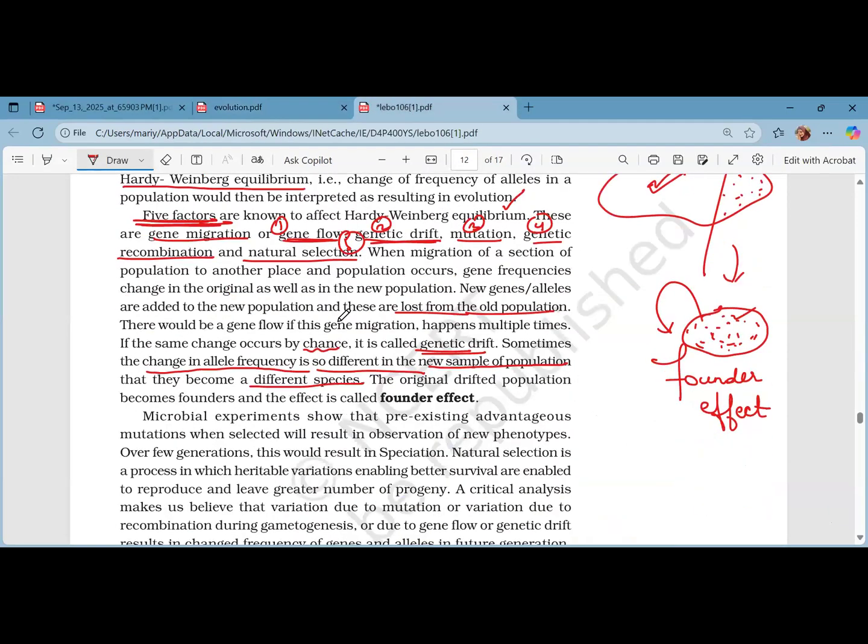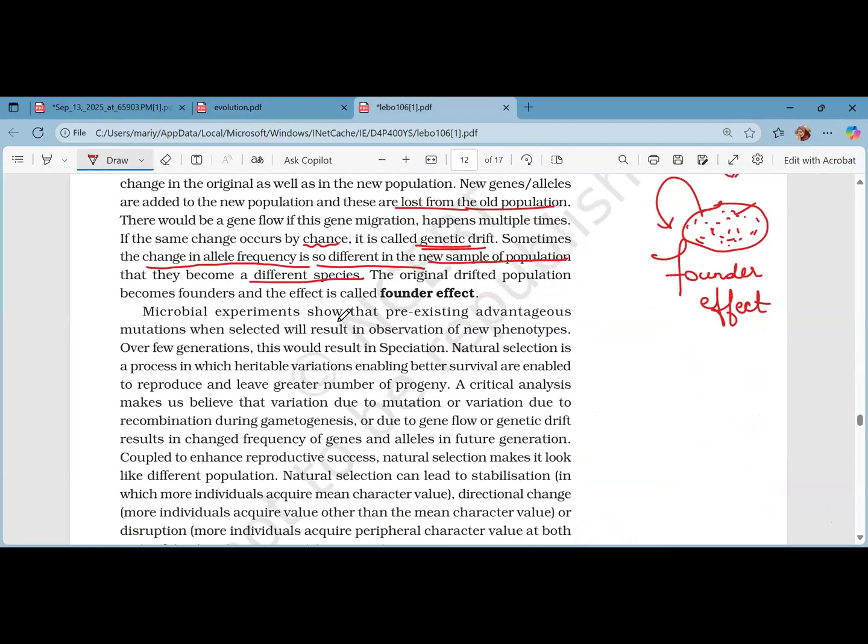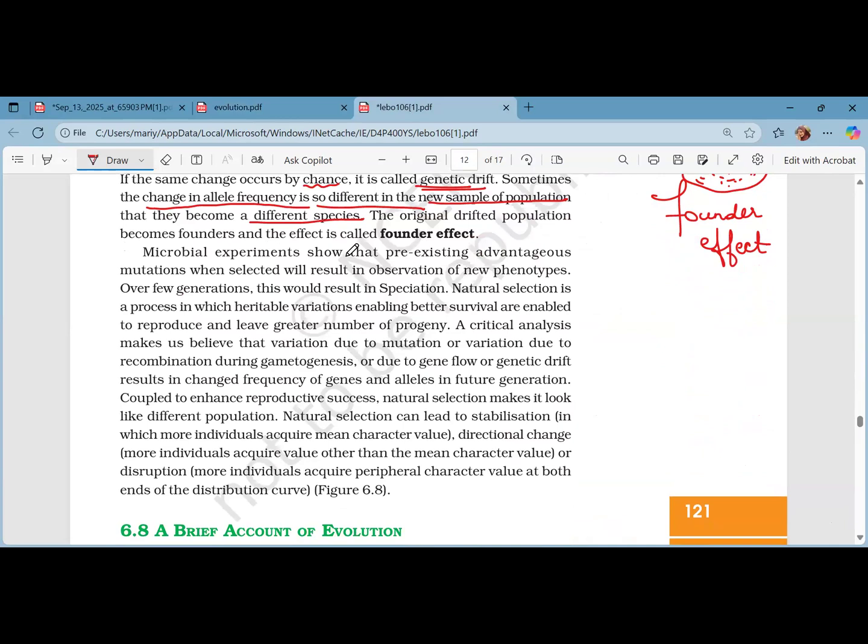All right, ma'am. So we discussed what the factors are that would affect the Hardy-Weinberg equilibrium. Now, microbial experiments show that pre-existing advantageous mutation, when selected, will result in observation of new phenotypes. New phenotype means new externally observable characters. That will happen. Now, over a few generations, this would result in speciation. What is speciation? It is the formation of a new species.